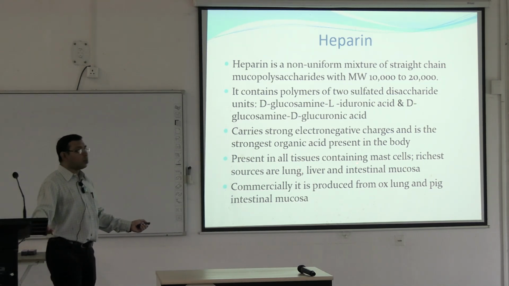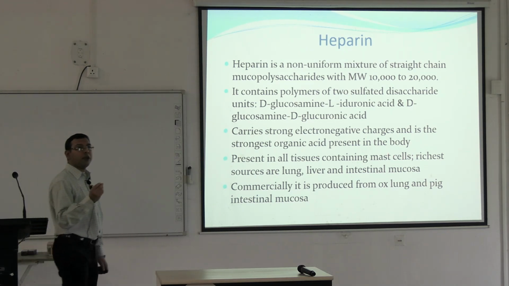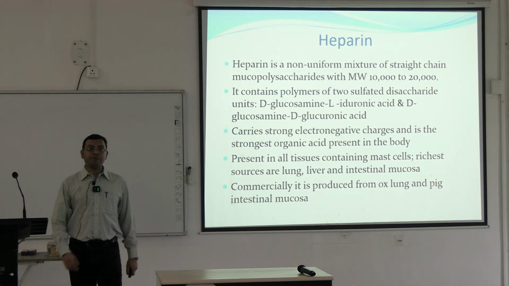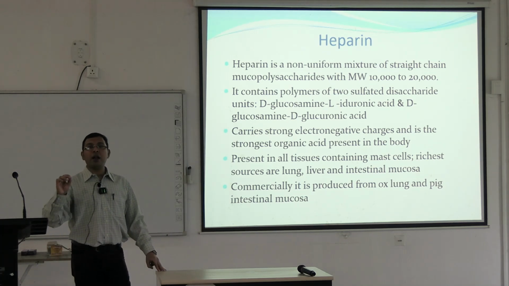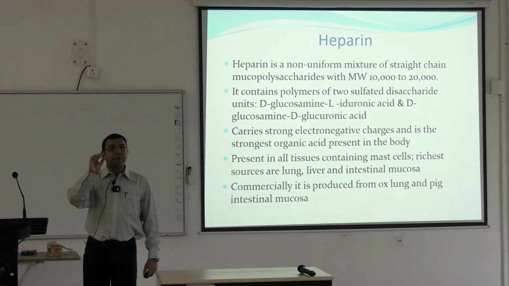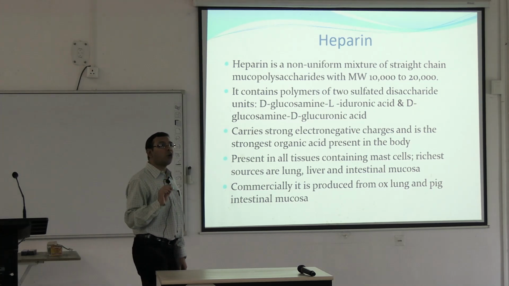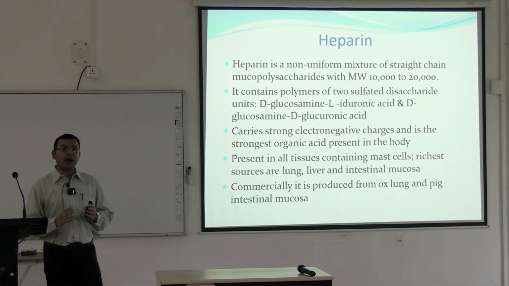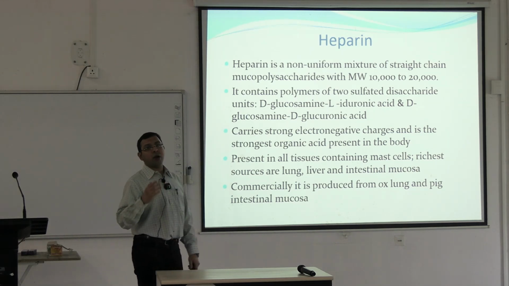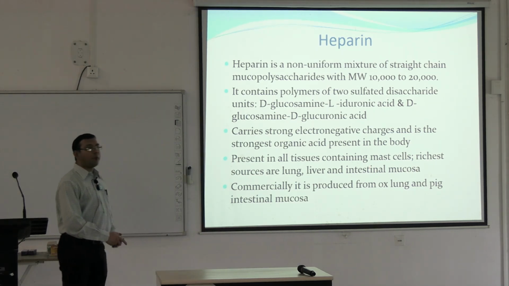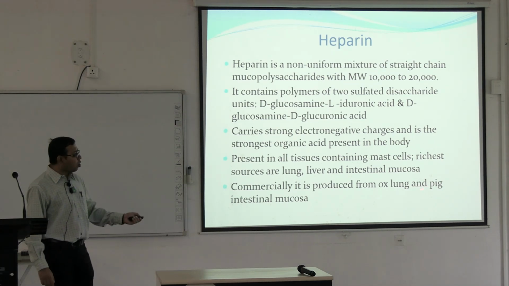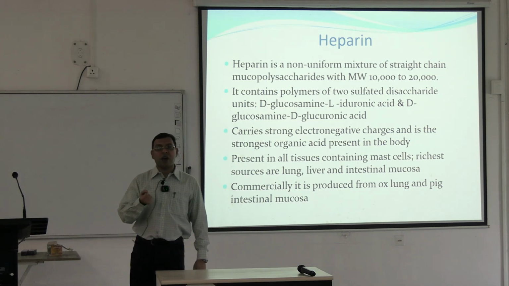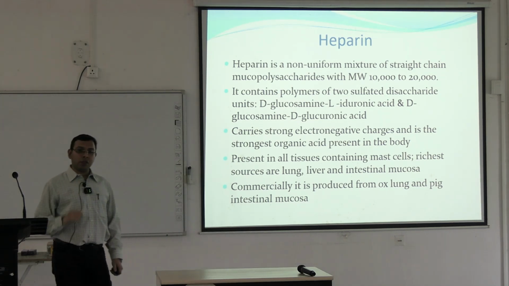It is present in all tissues that mainly contain mast cells; mast cells mainly secrete heparin. It is found in the lungs, liver and intestinal mucosa, where there are mast cells that secrete heparin. Heparin is the strongest organic acid in our body. It is a mucopolysaccharide or glycosaminoglycan that contains two sulfated polysaccharides, with a high molecular weight of approximately 10,000 to 20,000. Commercially, it is produced from either ox lung or pig intestinal mucosa, which are also very rich sources of mast cells. From these, the heparin is extracted, distilled, and accordingly the medication is formed.